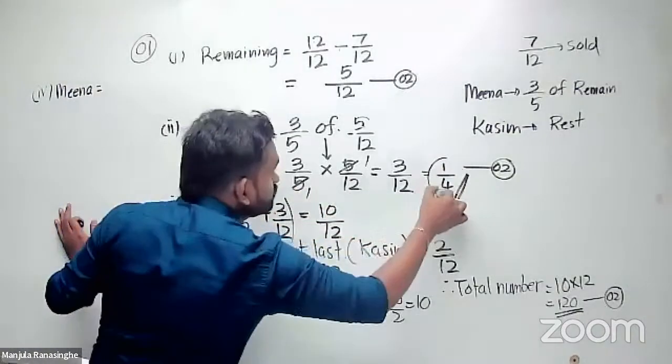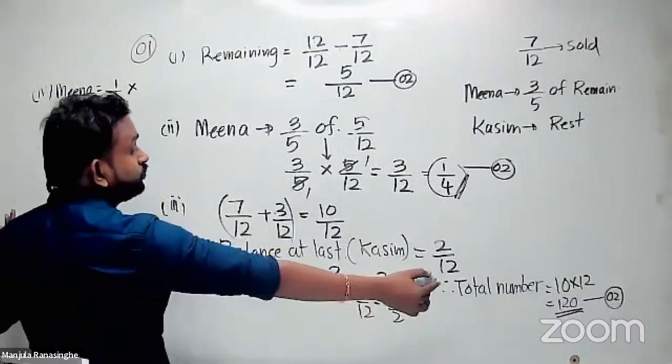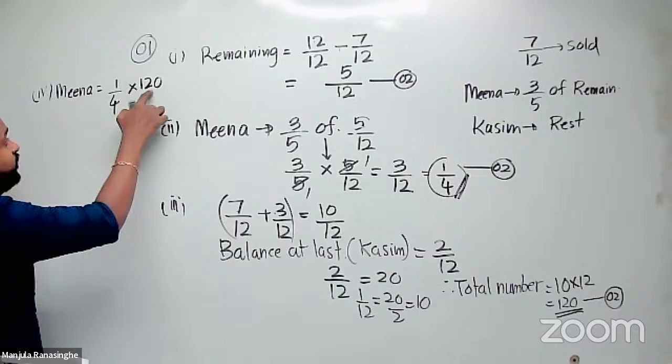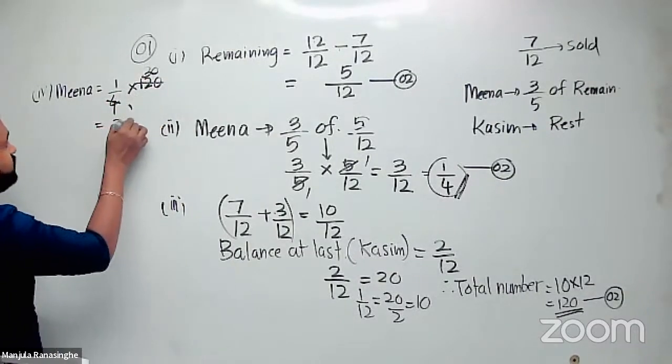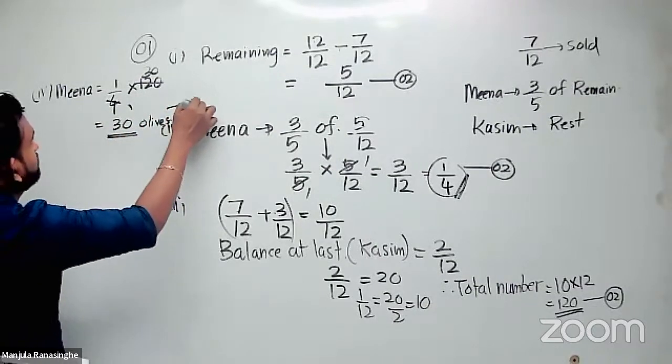So for the part 4 answer, Meena received how much? 1/4. This is the fraction, 1/4 of the total. Now the total is 120 olives. Now you can calculate 1/4 of 120. 4 ones are 4, 30. So Meena receives 30 olives. Right, so you have 2 marks.